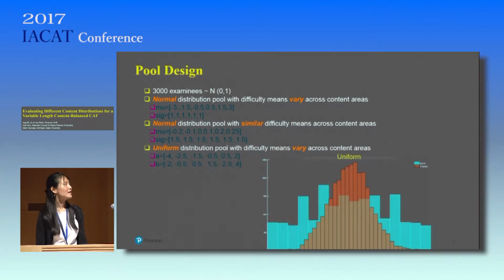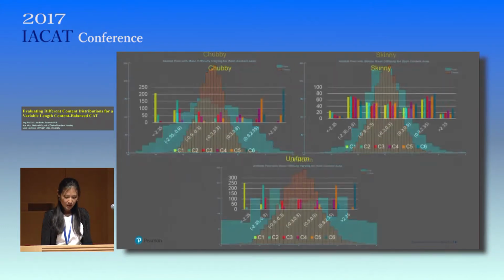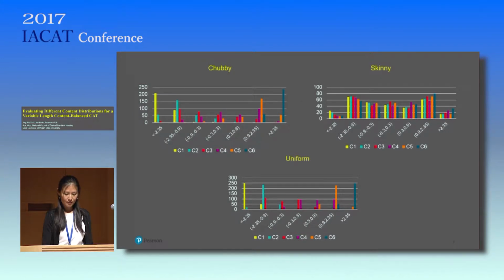And the last pool we designed is the uniform distribution pool. So this pool is flatter compared with the first two pools. So overall, we have three different pools: chubby, skinny, and uniform. This is a closer look at the number of items for each content area given the different difficulty bins. Because of the way we simulated different pools, you can tell that for the skinny pool, for each different difficulty bin, the number of items for each content area is evenly distributed compared with the other two pools.